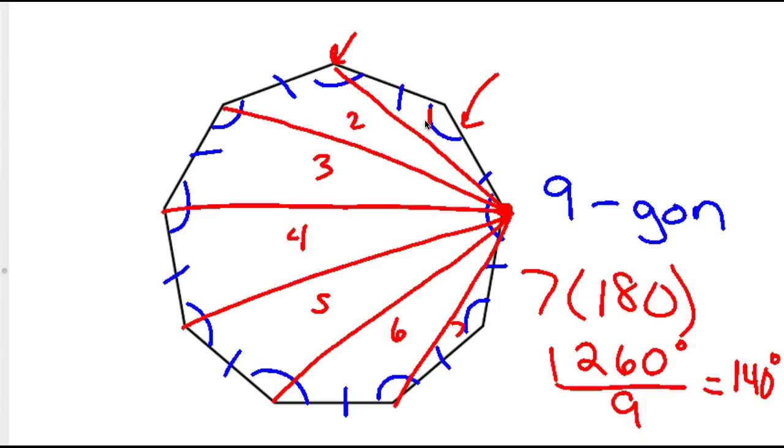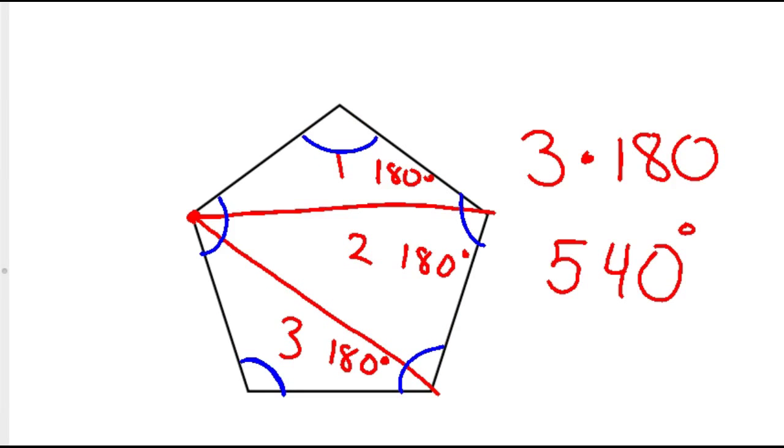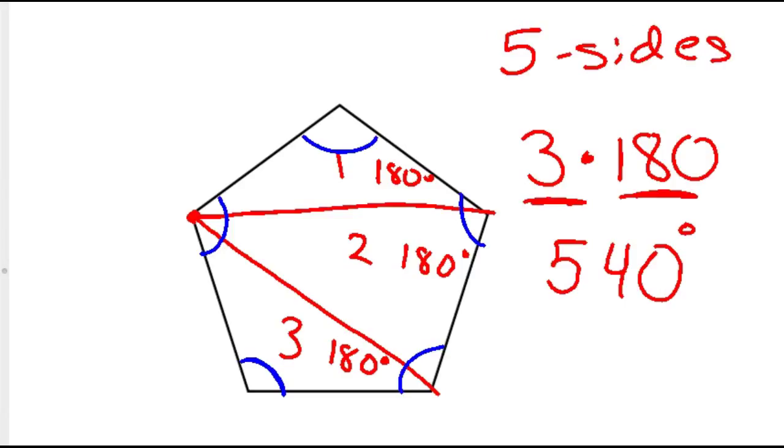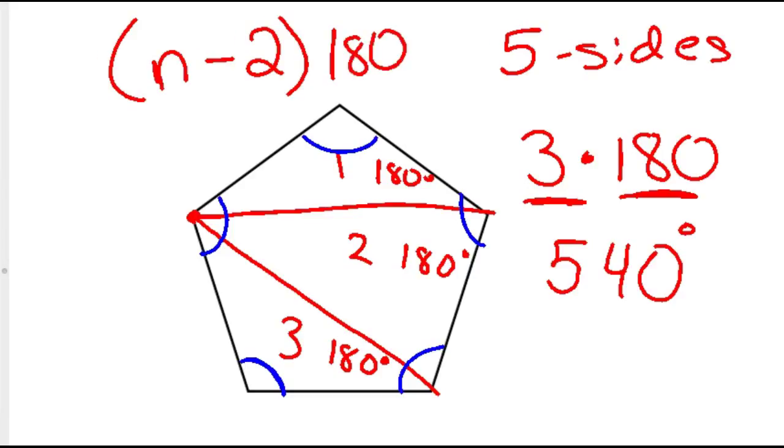Notice the pattern we're coming up with. A 9-sided polygon has 7 triangles that go to 180 degrees. Let's go back to the pentagon. 5 sides gives us 3 triangles at 180 degrees. So we're starting to build a formula for this. If we let n be the number of sides of a polygon, we know that n minus 2 times 180 is the sum of the interior angles of a polygon.